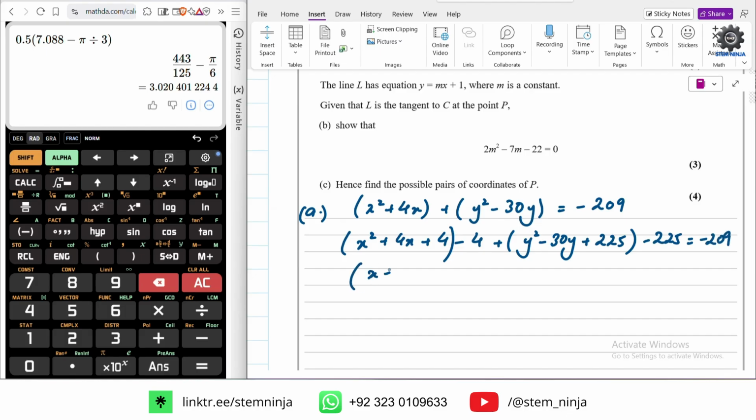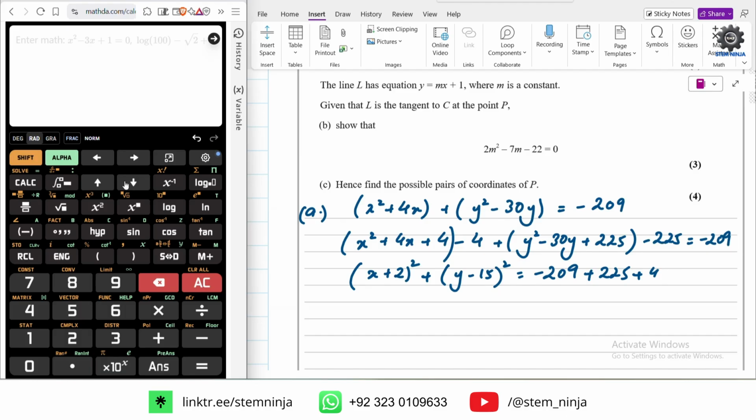You will get x plus 2 whole squared plus y minus 15 whole squared equals minus 209 plus 225 plus 4. So let's see what we get. So minus 209 plus 225 plus 4 equals 20.